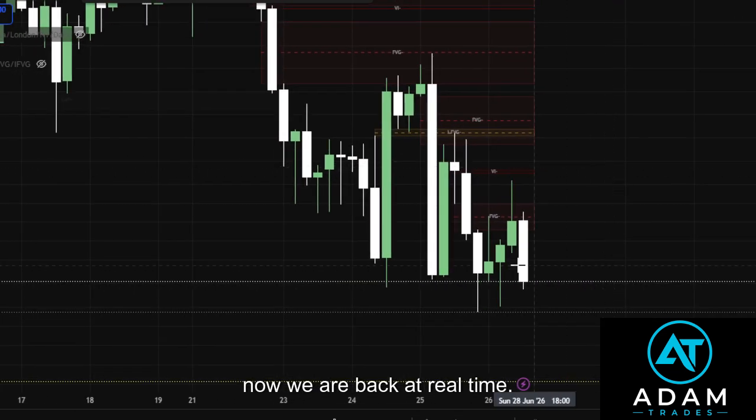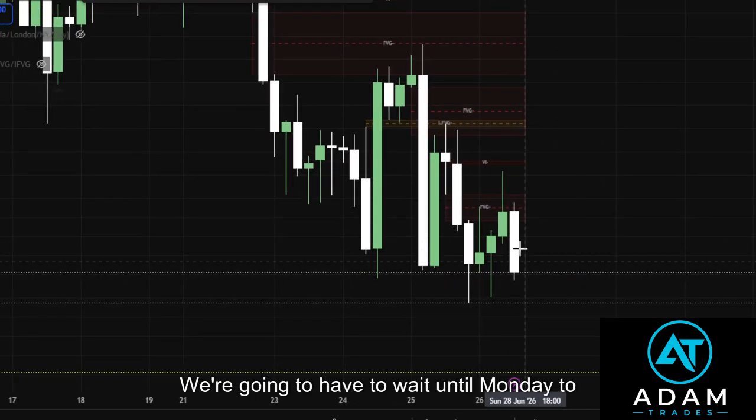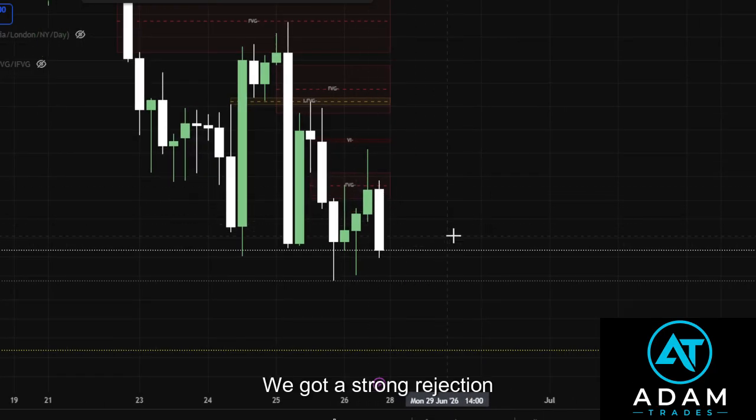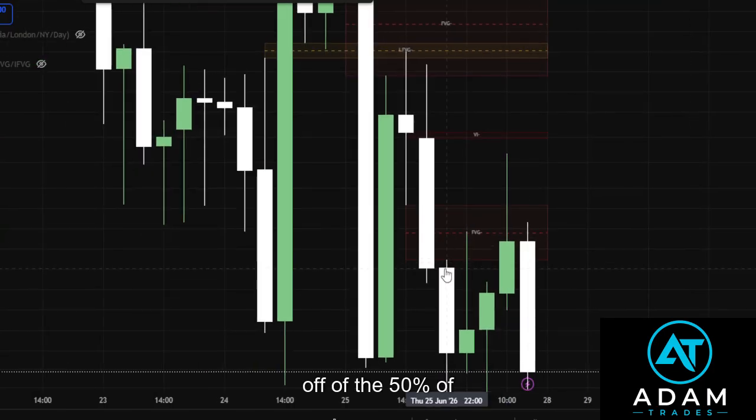And now we are back at real time. So this is the last candle. We're going to have to wait until Monday to see what happens. We got a strong rejection off of the 50% of this.